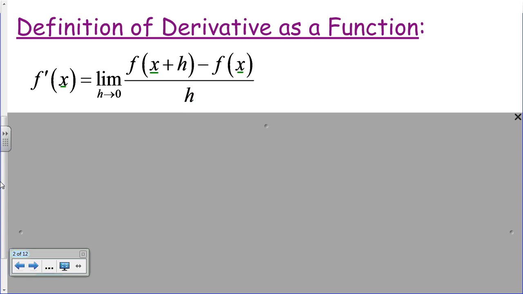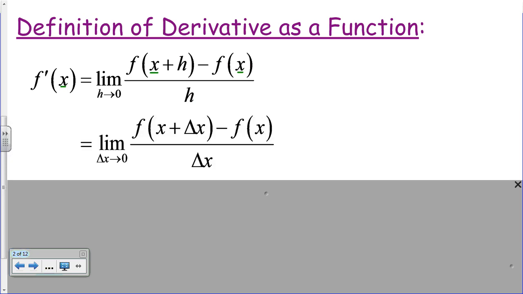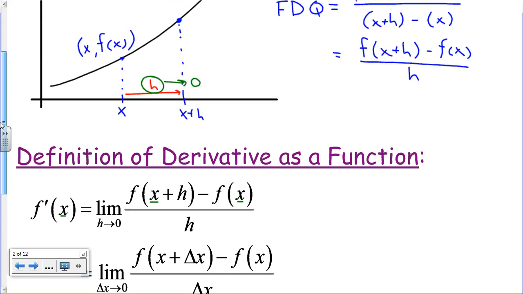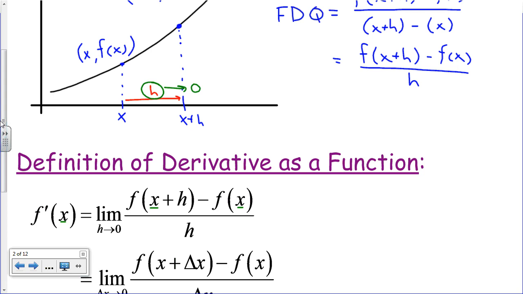All right, other ways that we might see this written: sometimes we replace h with delta x. So let me scroll back up to our graph there. Instead of calling that distance between those 2 points h, we might call this delta x. Let me just label that as delta x, another way that we might mark that distance. It means the same thing.